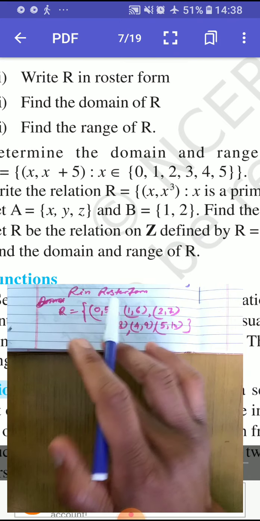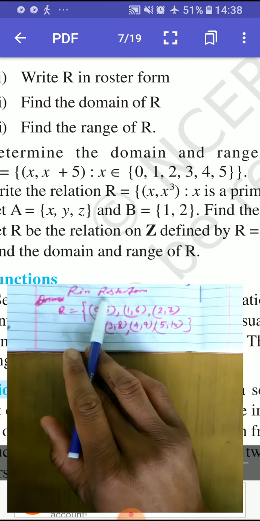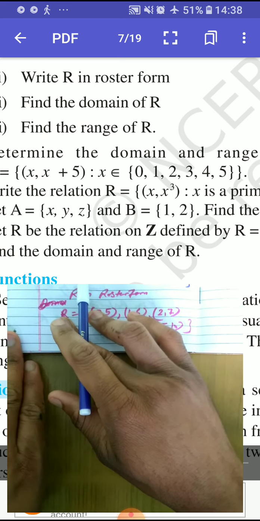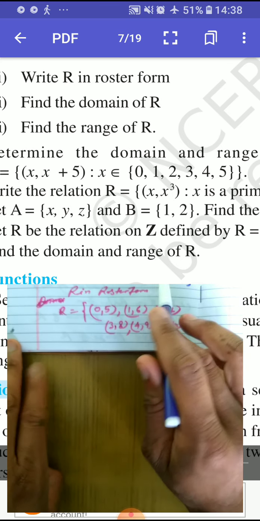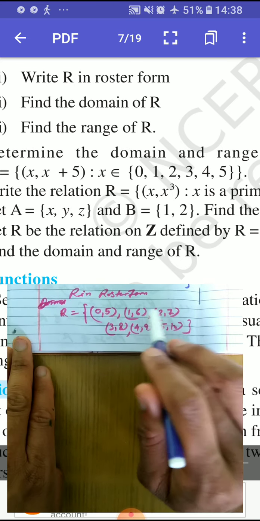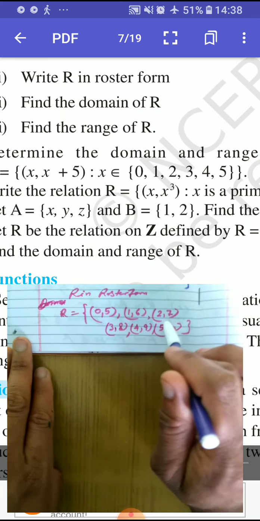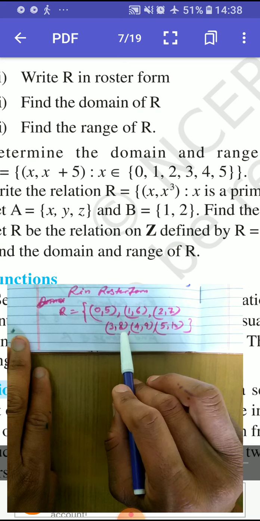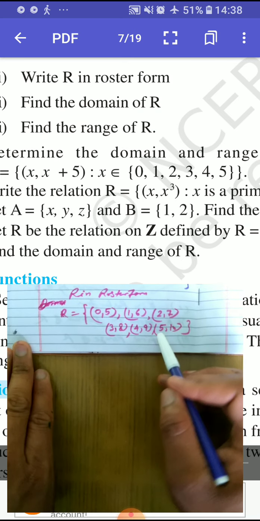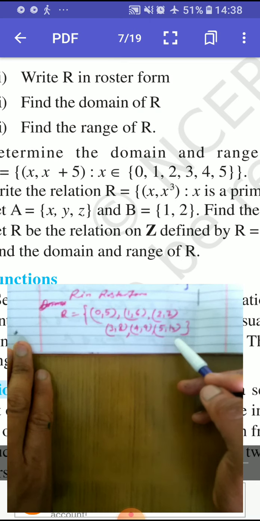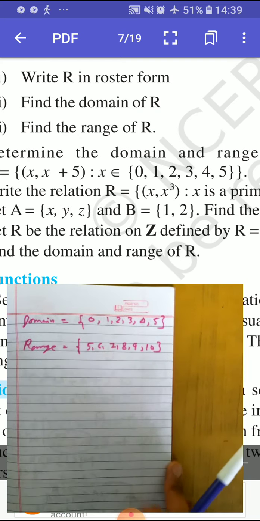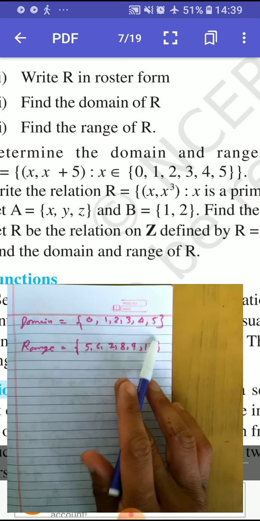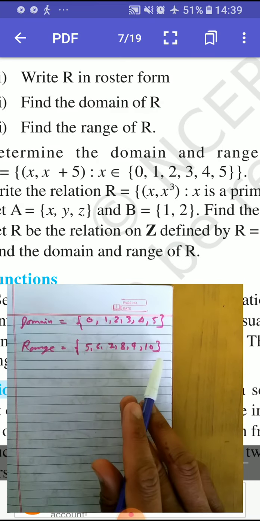My dear student, at first I will write the corresponding roster form of the given set-builder form. If you put x = 0, you will get y = 0 + 5 = 5. If you put x = 1, you will get y = 6. If you put x = 2, you will get y = 5 + 2 = 7. If you put x = 3, you will get y = 8. If you put x = 4, you will get y = 9. If you put x = 5, you will get y = 10. Right? Since y = x + 5. Okay. Now its domain and range. Domain: 0, 1, 2, 3, 4, 5. Range: 5, 6, 7, 8, 9, 10.